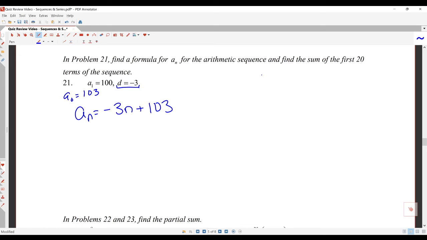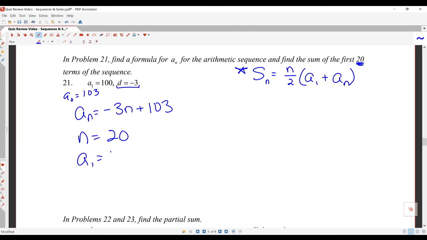Now remember, the formula for the sum of the first n terms of an arithmetic sequence is always going to be n over 2 times the first plus the last term. So that formula you will need to know. So to get the sum of the first 20 terms, n is going to be 20. So I need the first term, which we are given, so that's 100. And then I need the 20th term.